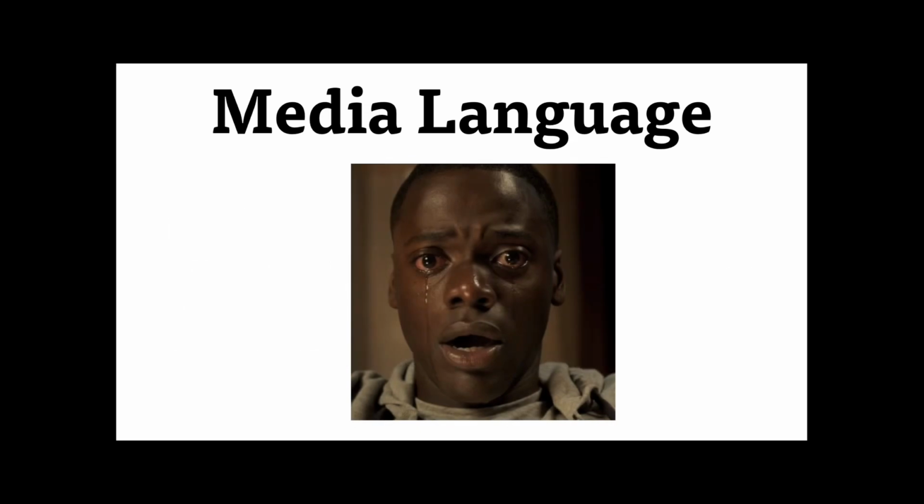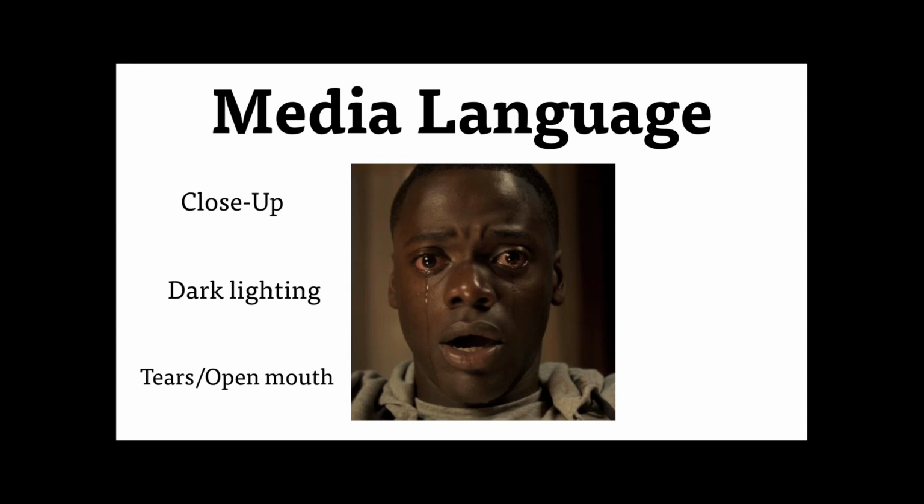Let's analyse a still image from the movie Get Out. The camera shot is a close-up. It's shot with dark lighting, and the character has tears running down his face, and his mouth is open. These are the denotations. From these denotations, can we work out the connotations and then identify what could be happening?